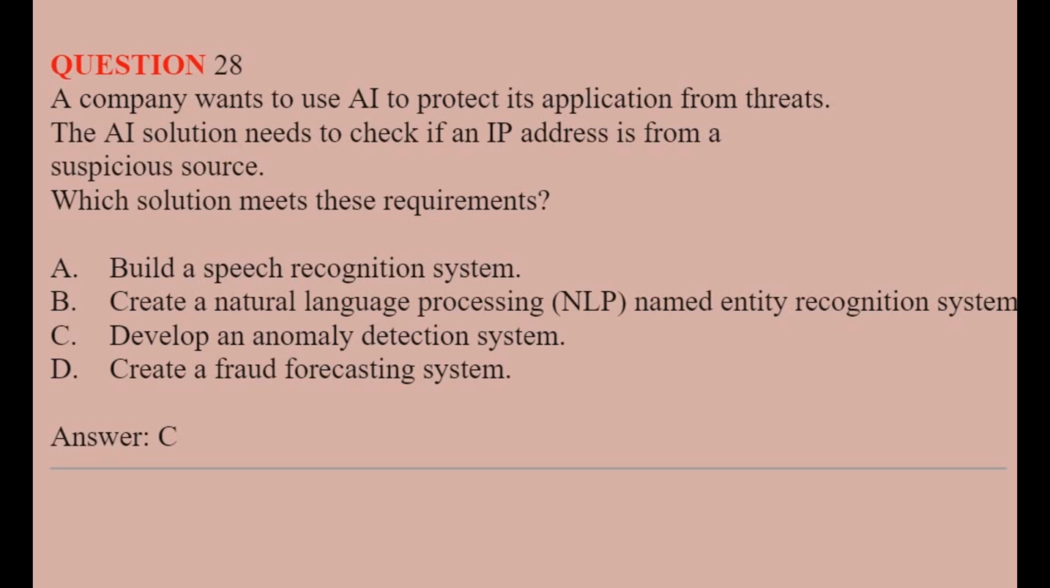Question is, a company wants to use AI to protect its application from threats. The AI solution needs to check if an IP address is from a suspicious source. Which solution meets these requirements? Option A. Build a speech recognition system. Option B. Create a natural language processing, NLP, named entity recognition system. Option C. Develop an anomaly detection system. Option D. Create a fraud forecasting system. Correct answer is option C.